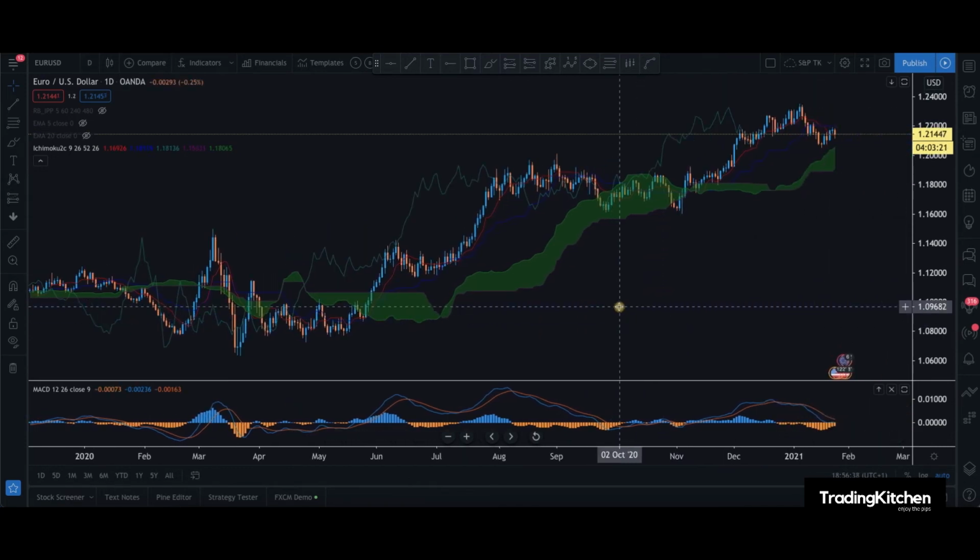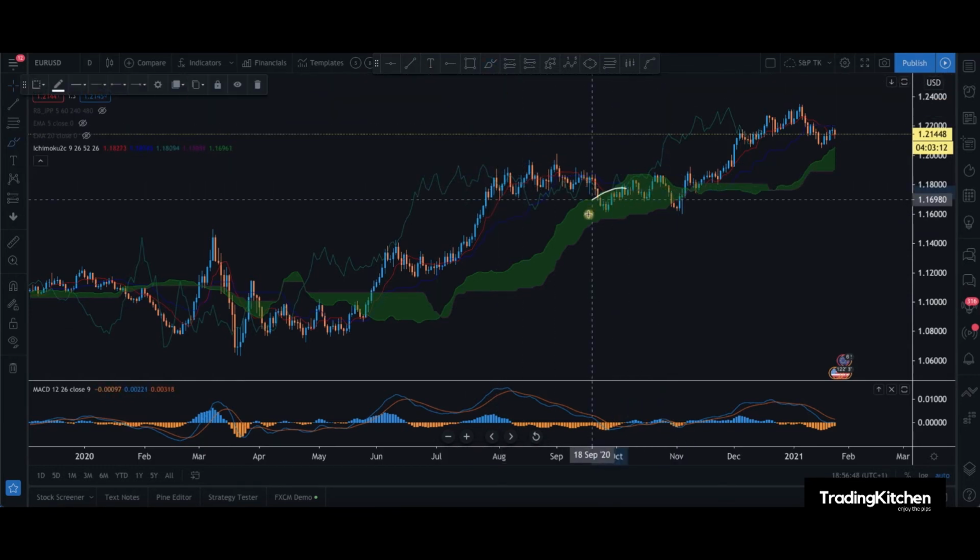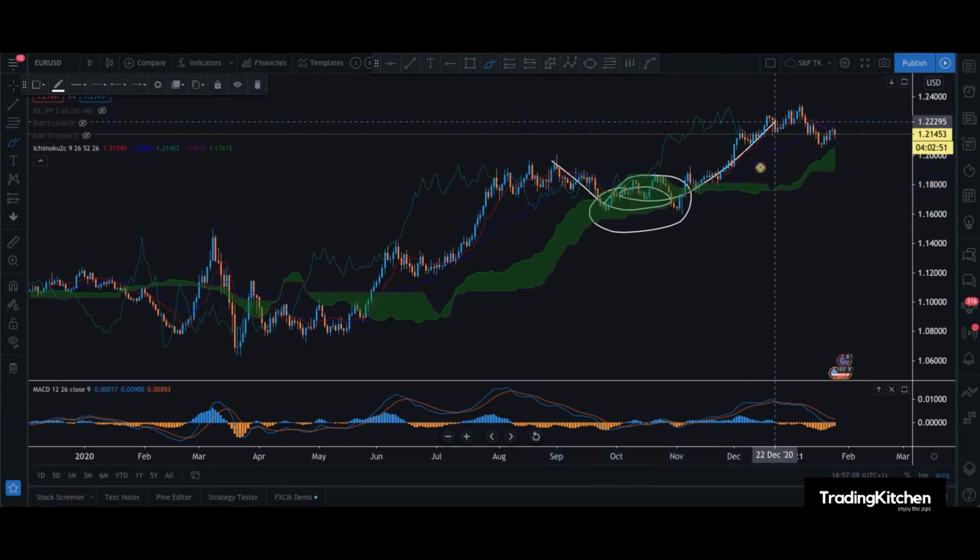So, how to read the cloud? When the cloud is wide, for example in this case, it's a huge part. It means that the support or resistance level is strong. For example, you can see that the price rejected this area and went up.